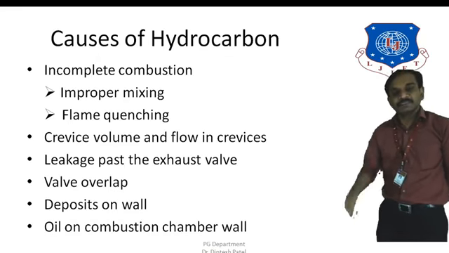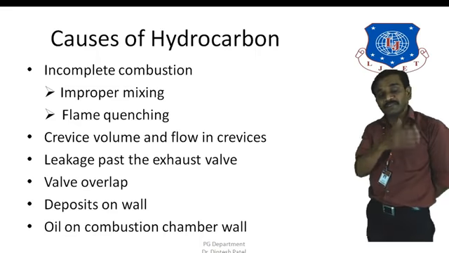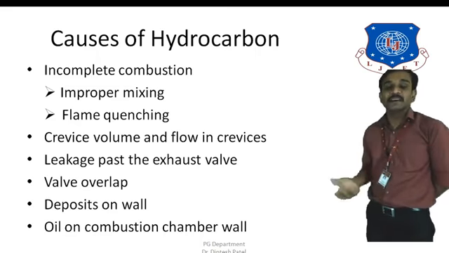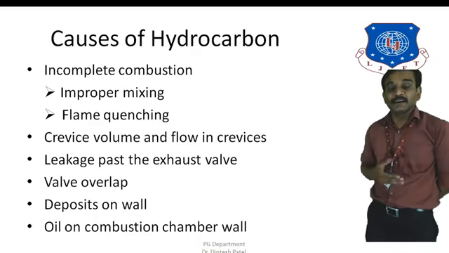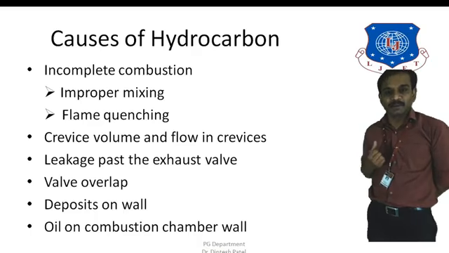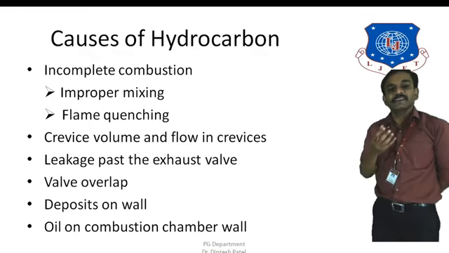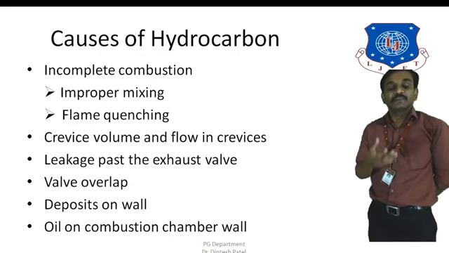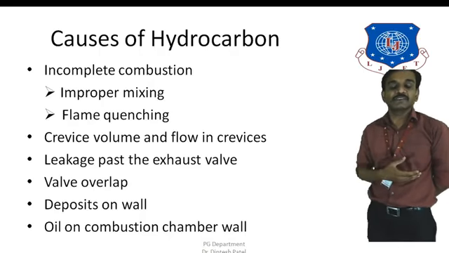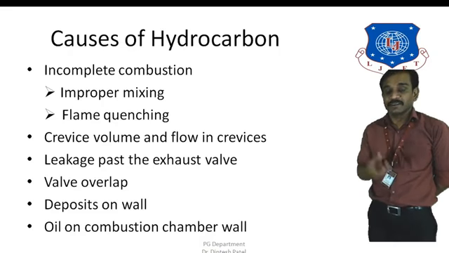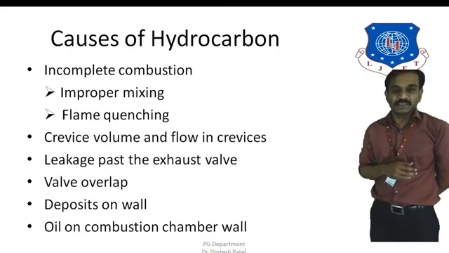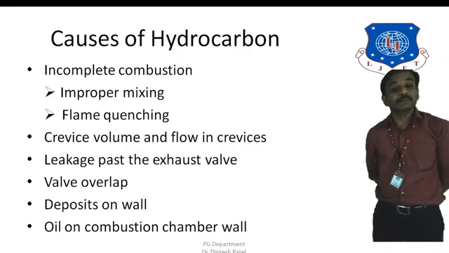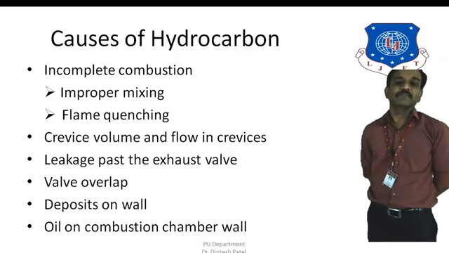Second one is flame quenching. We know that the flame is traveling from one end to another, from the spark plug to the other end. Now, when it reaches the wall, or when it is far away from the spark plug, due to the surrounding temperature, it gets quenched. And since it gets quenched, a certain amount of the fuel would remain unreacted. Also, during the expansion stroke, both pressure and temperature reduce, and therefore a certain amount of the fluid particles would remain unreacted because of flame quenching. So two of the reasons for incomplete combustion are improper mixing and flame quenching.